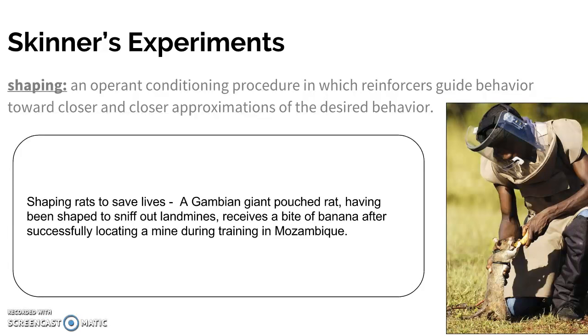So actually, a real world example: Gambian giant pouched rats have been shaped to sniff out landmines. They receive a bite of banana after successfully locating a mine during training in Mozambique. So that's a real world application of shaping. Okay, let's get to the types of reinforcers.